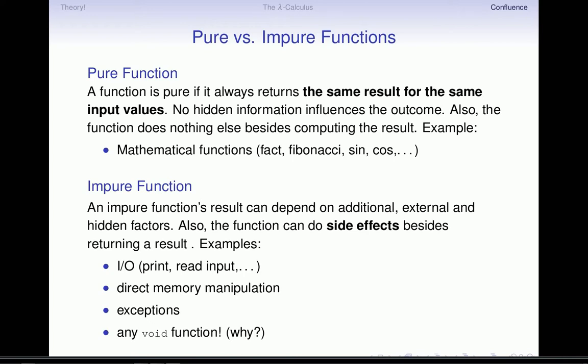Why is that? You can pause the video for a moment and try to think about it. The answer to the question why any void function is an impure function is that a void function does not return any value at all. That means it has to do something else on the side, else it would just be an empty function.